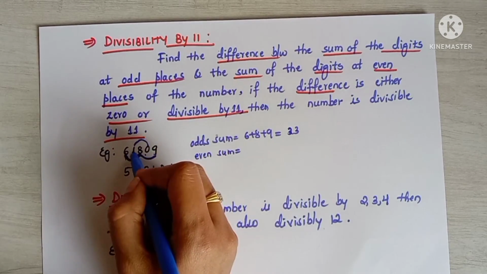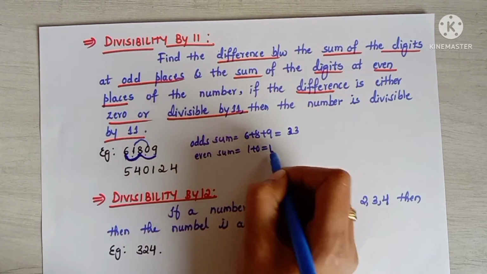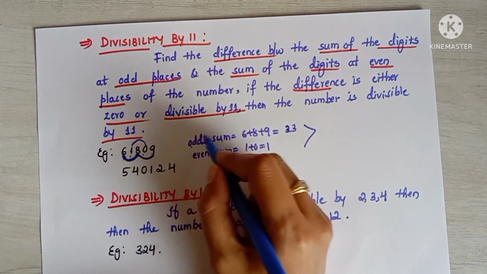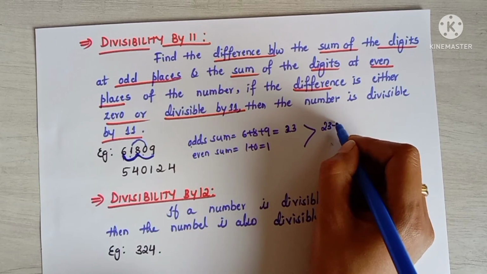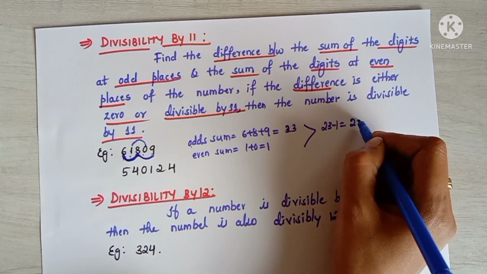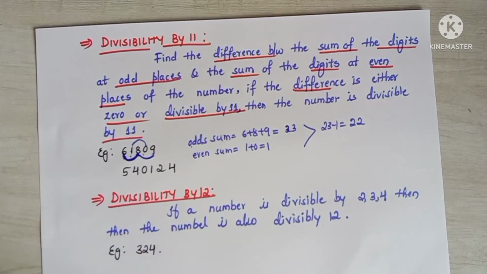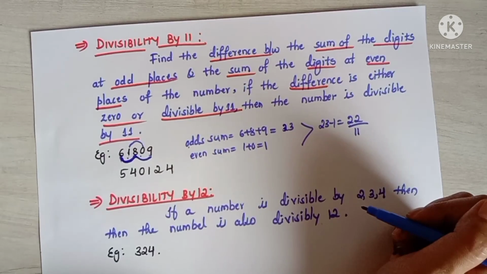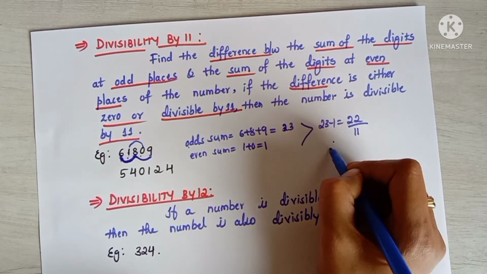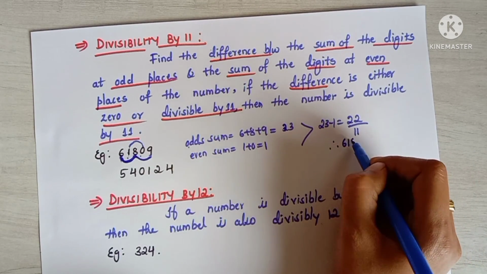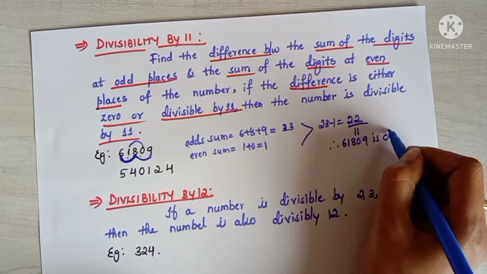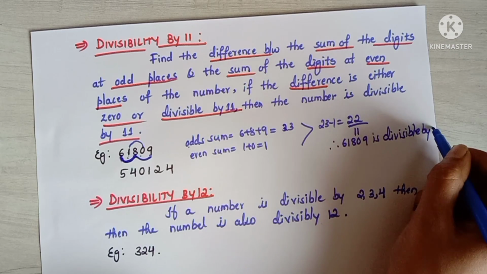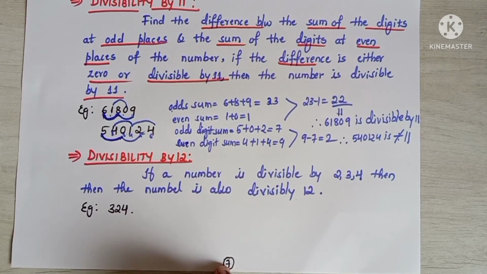Sum of the even digits is what? In the even places we have 1 and 0. 1 plus 0 is 1. What we have to do next? We have to take a difference of this odd sum and even sum, that is 23 minus 1, which is 22. Here 22, whether it is divisible by 11? Yes, it is divisible by 11. Therefore, 61809 is divisible by 11.